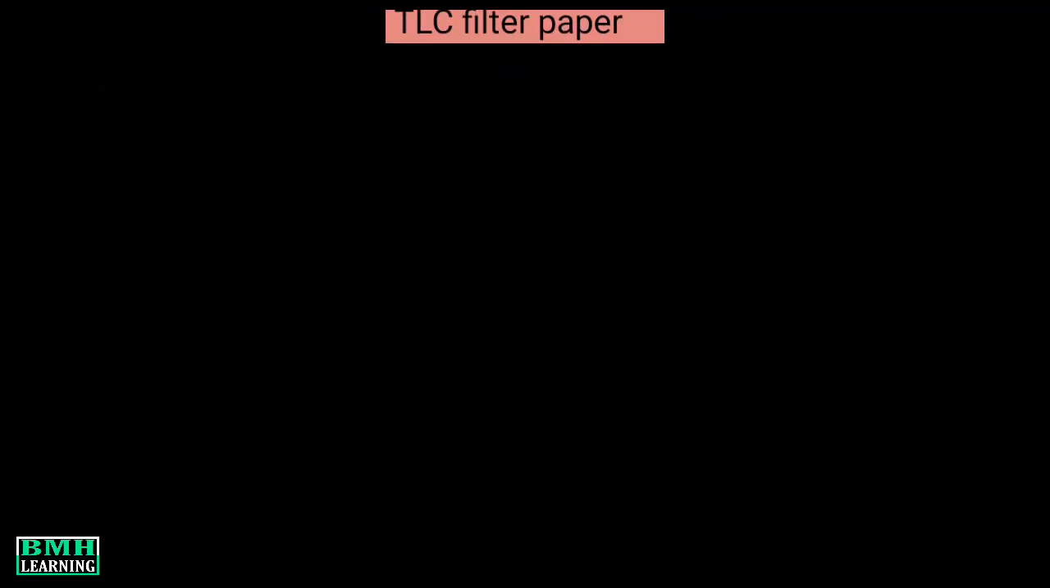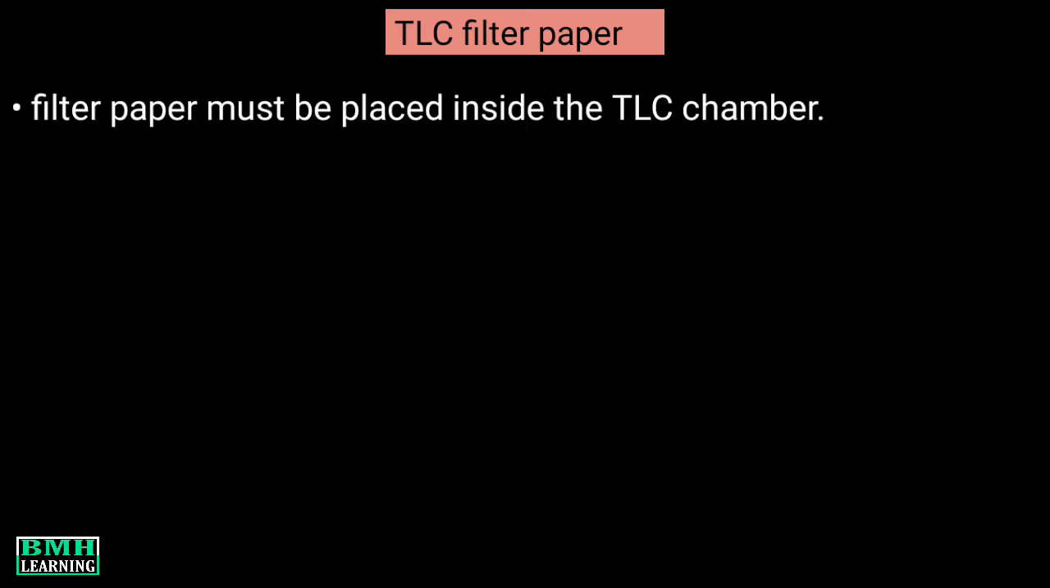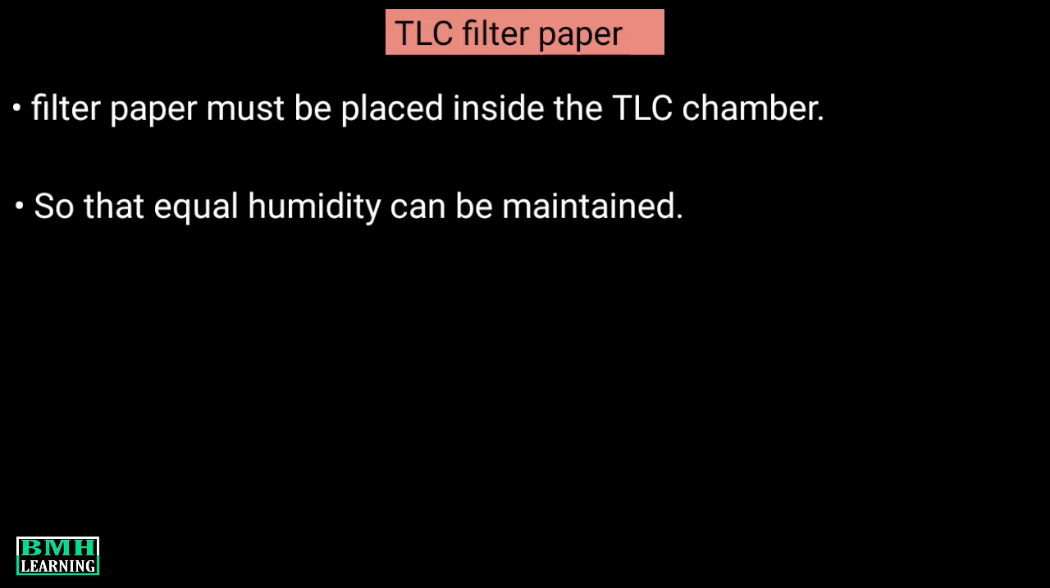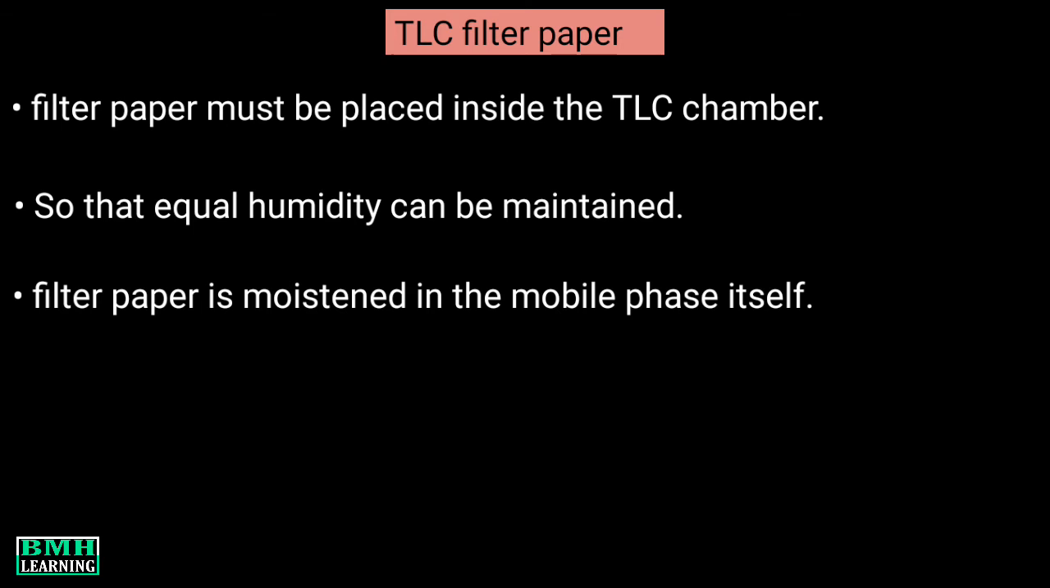The fourth important part is filter paper. The filter paper must be placed inside the TLC chamber. But why? We keep filter paper in the chamber so that equal humidity can be maintained. And this paper is moistened in the mobile phase itself.